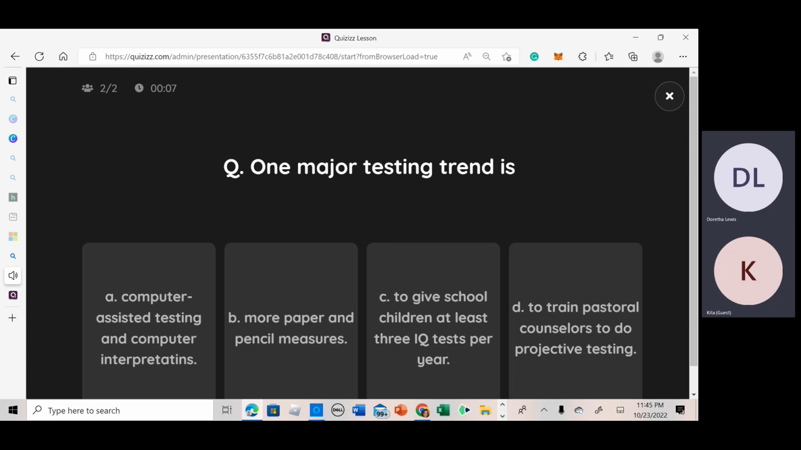One major testing trend is A, computer assisted testing and computer interpretation.